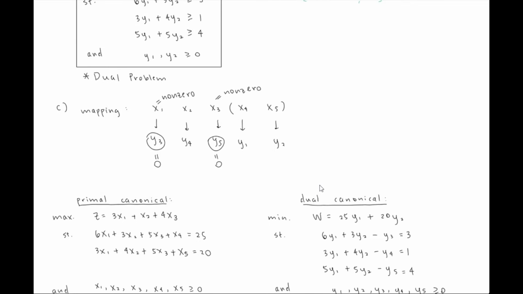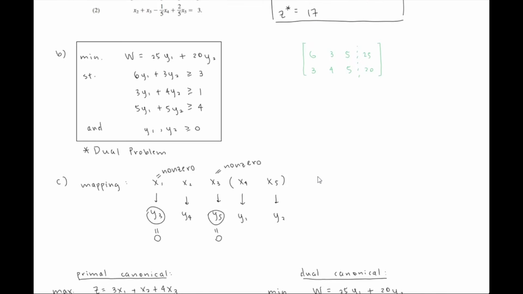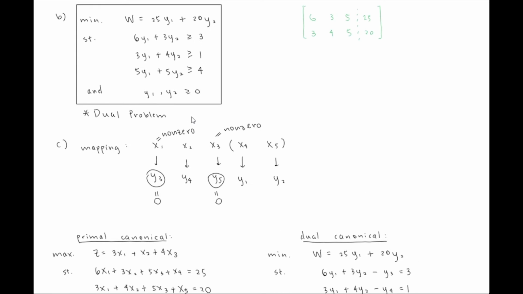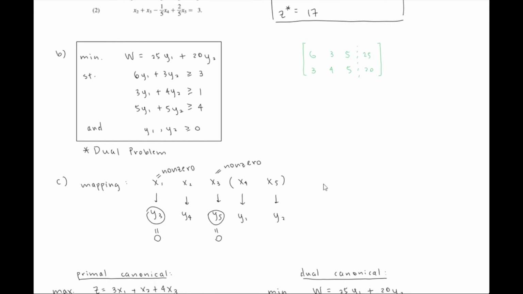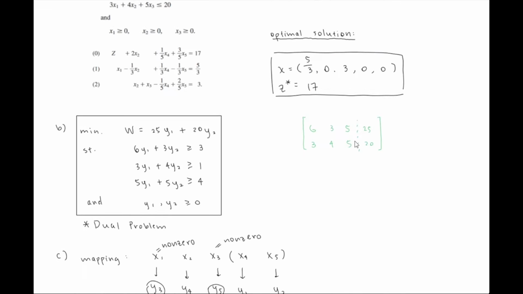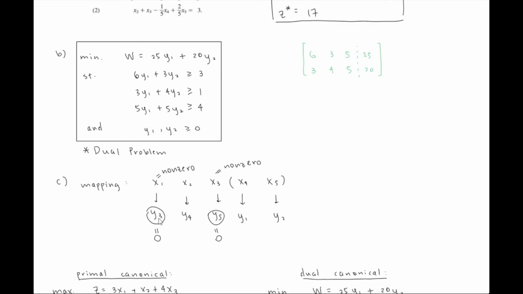Okay, so now part C wants us to identify the optimal solution for the dual problem from the final set of equations. So for part C, we want to first map the original primal variables to the new dual variables. So by doing this, we want to map the primal slack variables to the dual main variables and the primal main variables to the dual slack variables. Now, from complementary slackness, after mapping this, we know that any non-zero primal variables will map to zero value dual variables, which is why from x1 and x3 being equal to 5/3 and 3, respectively, we know that y3 and y5 are actually both equal to 0.